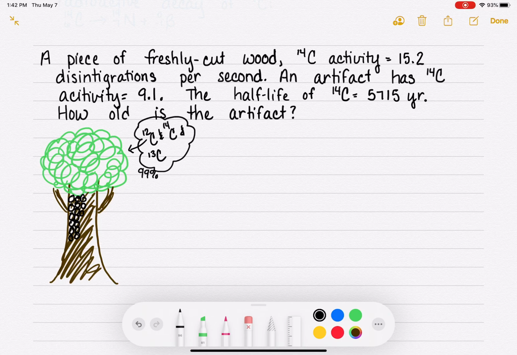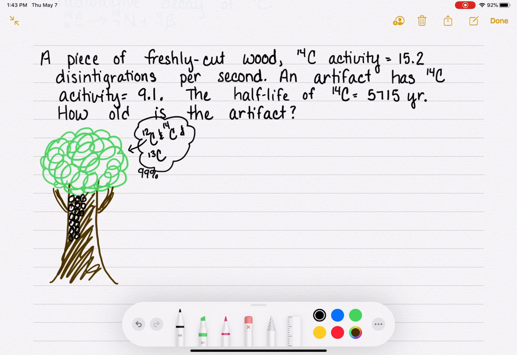Once the tree dies, or a piece of wood is chopped off of the tree and it's no longer alive and no longer exchanging carbon with the environment, it can't bring any new carbon-14 in. The carbon-14 is only decaying. It's just going away. The concentration is getting smaller and smaller and smaller. So we can compare the amount of carbon-14 in a piece of dead wood relative to the amount of carbon-14 in the atmosphere.